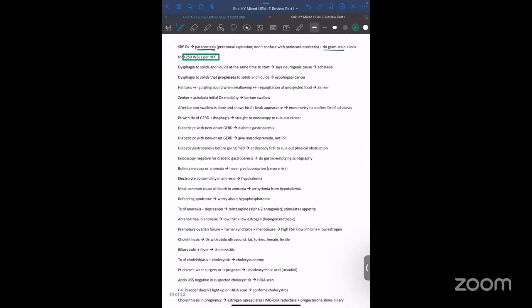Okay, next, dysphagia to solids and liquids at the same time to start. So solids and liquids at the same time says it's a neurogenic cause. So think achalasia. Dysphagia to solids that progresses to solids and liquids is esophageal cancer. Halitosis plus or minus gurgling sound when swallowing, plus or minus regurgitation of the undigested food is Zenker's. Zenker's plus achalasia, initial diagnostic modality is barium swallow. After barium swallow is done and it shows bird beak appearance, then we do manometry to confirm diagnosis of achalasia.